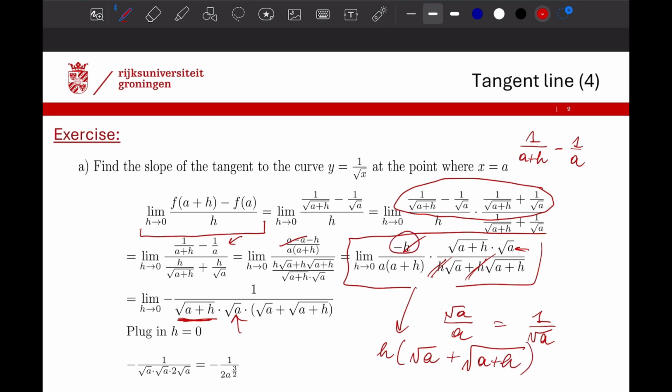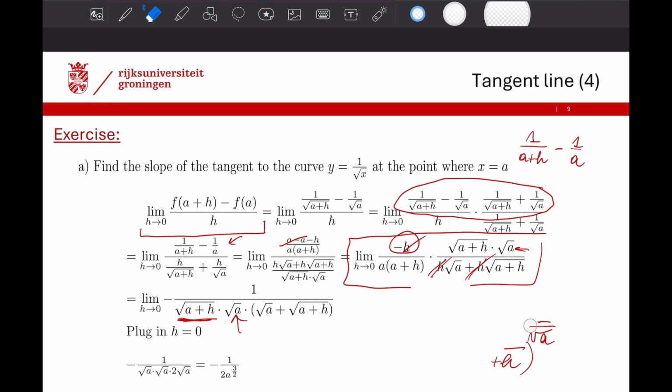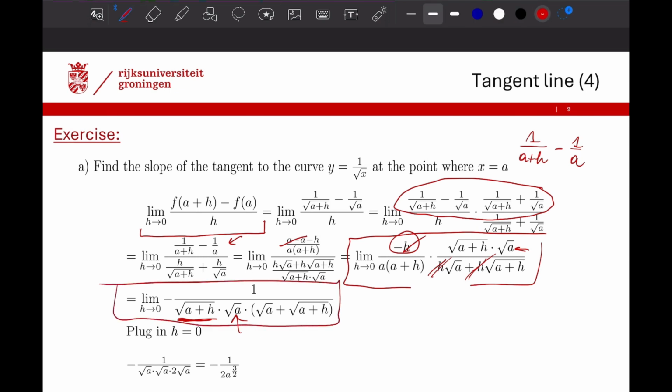And then you cancel it out with this h on top. Sorry, I should have maybe explained that more. Once you have come to this expression, you can just evaluate it. So to evaluate it, you plug in 0, where you see the h, and you basically end up with -1 over square root of h times square root of h times 2 square root of a.